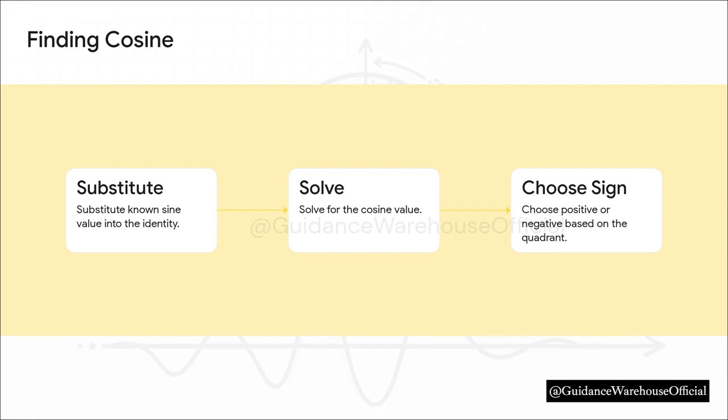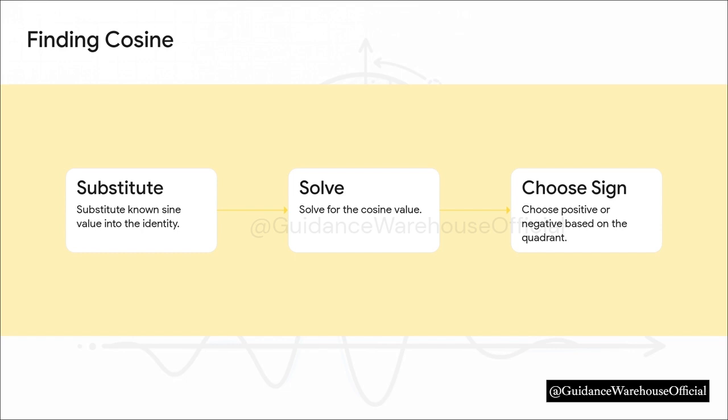Let's make this concrete with a step-by-step mini example. Let's say you're told the sine of an angle is 3/7 and the angle is located in the second quadrant. How do we find the cosine? Step 1, substitute the known sine value into our identity. So we have cos² + (3/7)² = 1. Step 2, solve for cosine. (3/7)² is 9/49. Subtract that 9/49 from 1 and you get 40/49.